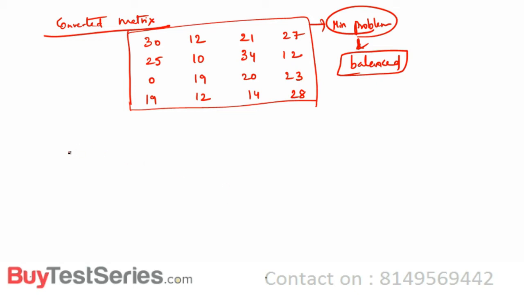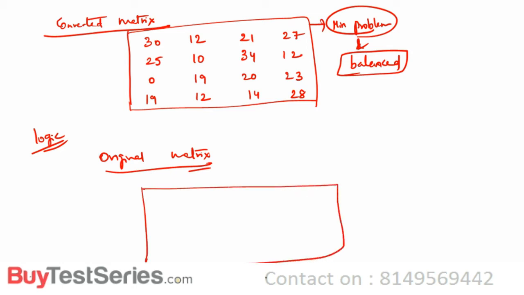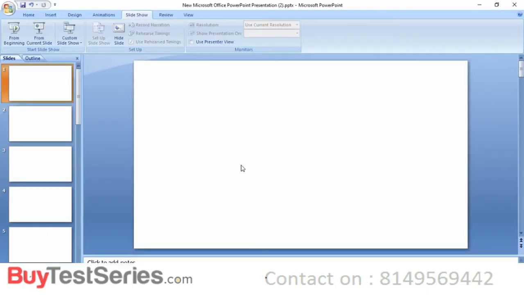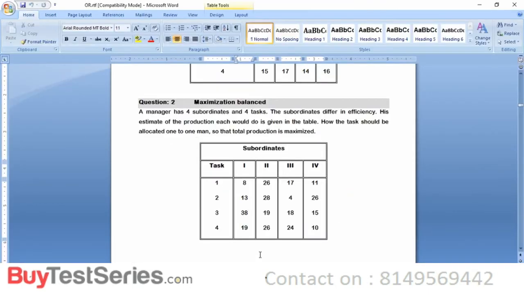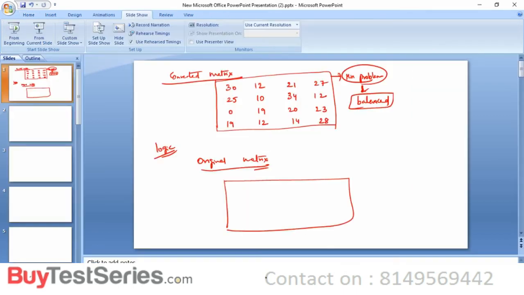Now you can ask me, what was the logic behind this conversion? Let me do one thing. I'll write the original matrix also here, the matrix which has been given in the question. Have a look at the original matrix: 8, 26, 17, 11.